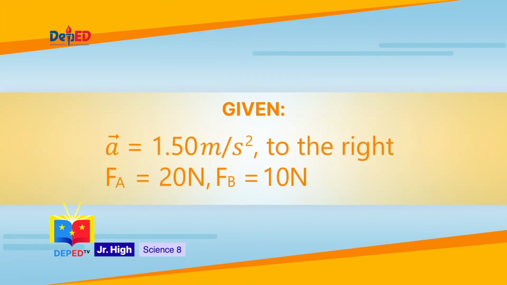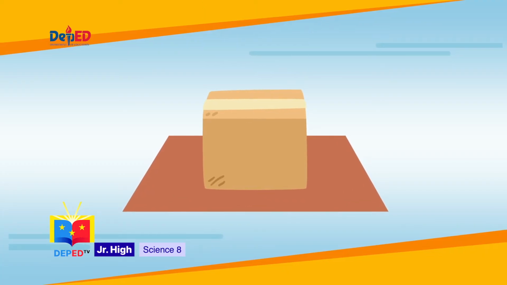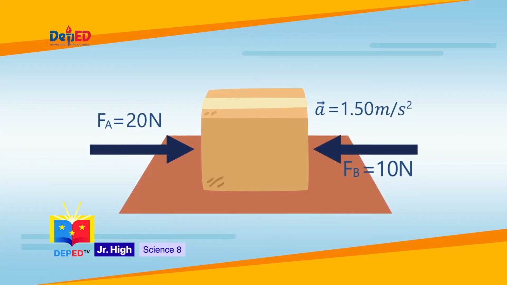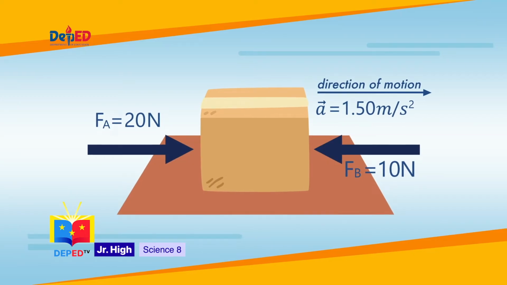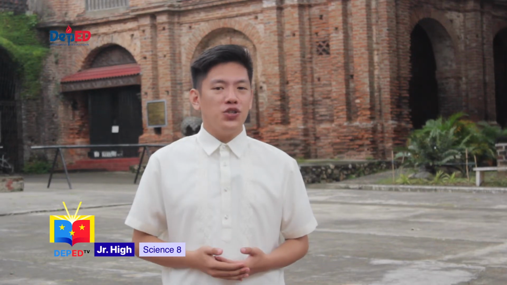For the given, we have acceleration, which is 1.50 meters per second squared to the right. We have two forces, force A, 20 newtons, and force B, 10 newtons. For you to be able to fully understand the problem, I have here a picture showing the box, the forces, the acceleration, and the direction of the motion. Before we solve it, we have to do some initial computations since we have two forces given. What do you think should we do?